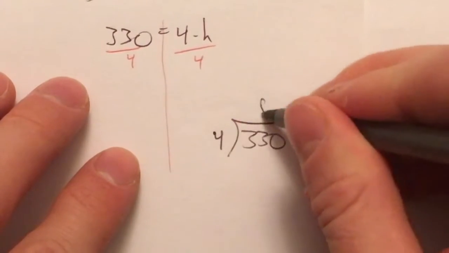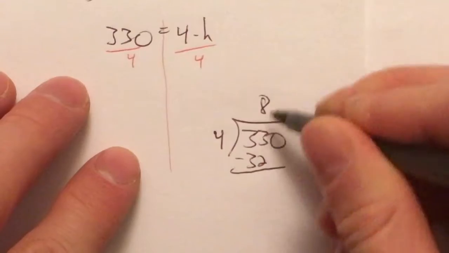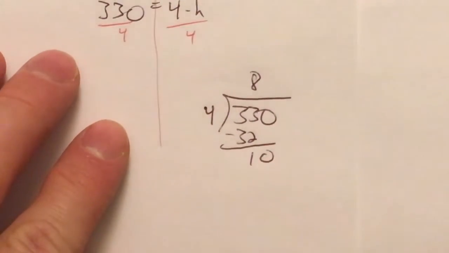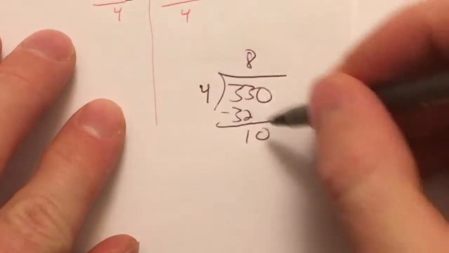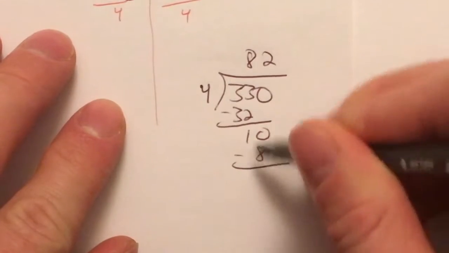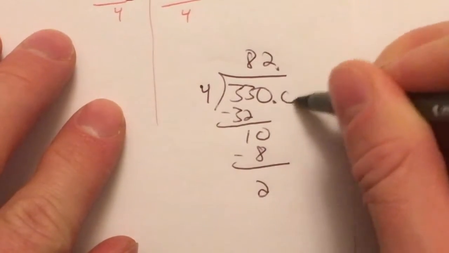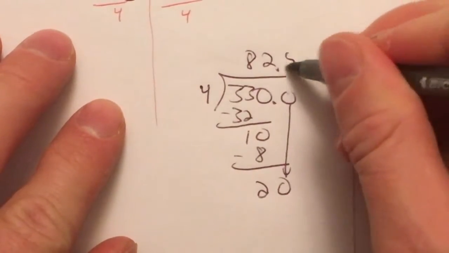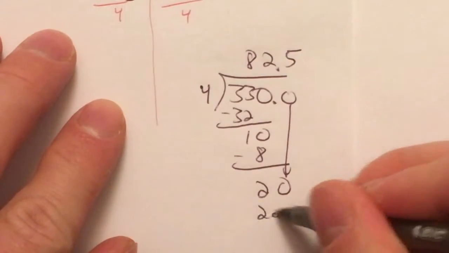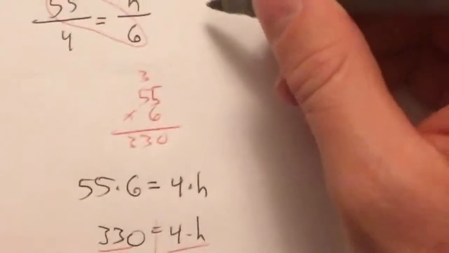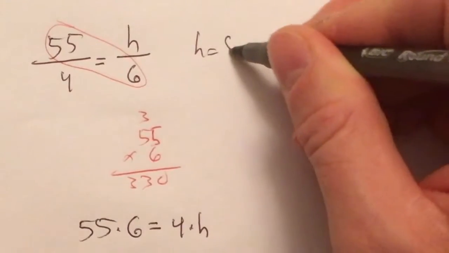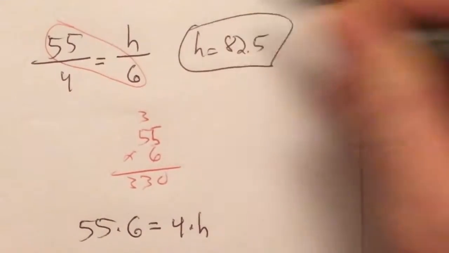330 divided by 4, that's a 3, a 3, and a 0. 4 goes into 10 twice. Decimal point, 0, bring it down. 4 goes in 5 times. So h equals 82.5. Now let's do this in a word problem.